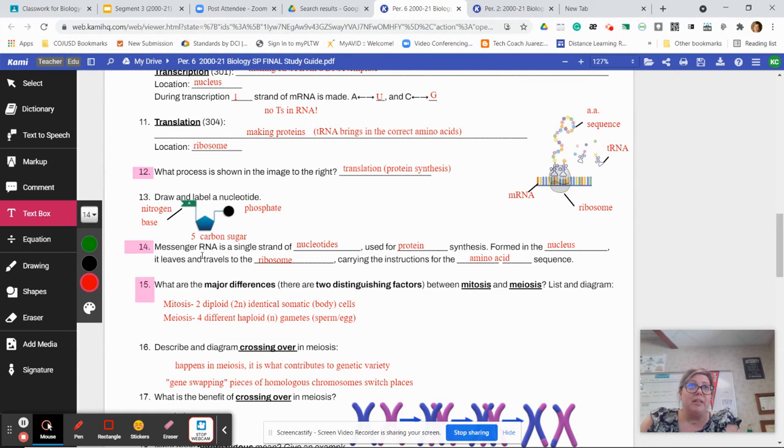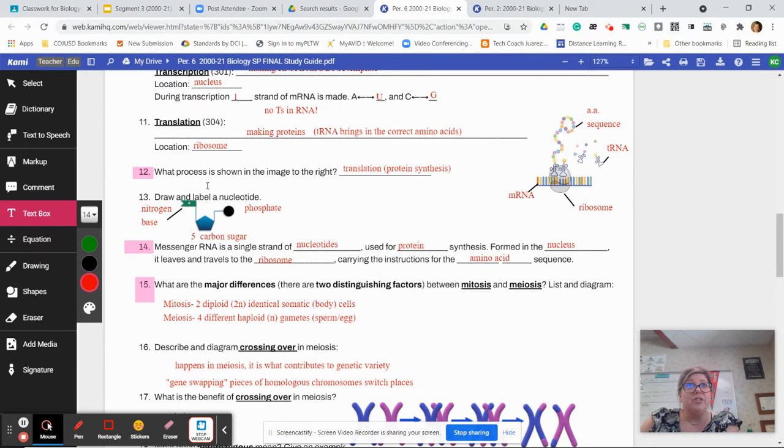So number 14, messenger RNA is a single strand of nucleotides. So nucleotides are represented here, used for protein synthesis. It's formed in the nucleus, leaves and travels to the ribosome, carrying the instructions for the amino acid sequence. Just recall that RNA and DNA are made up of nucleotides.